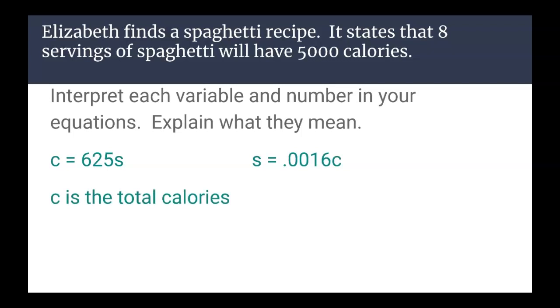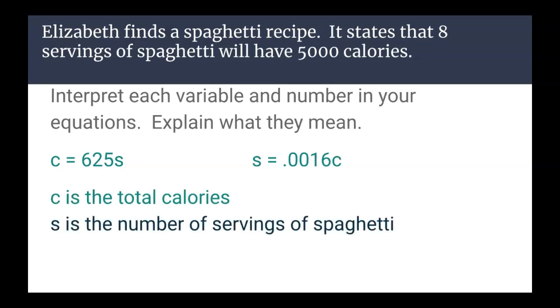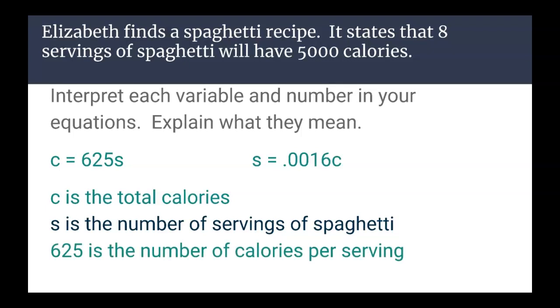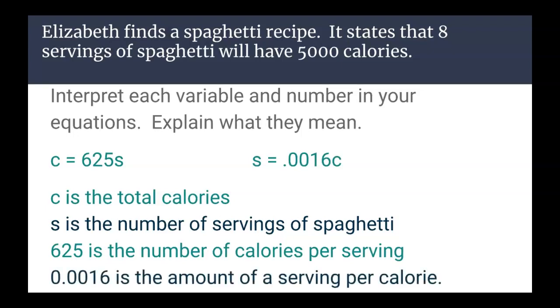So C in both situations represents the total calories. S is the number of servings of spaghetti. 625 is the number of calories per serving. So I hope you found that unit right and were able to label it calories per serving. And finally, 0.0016, that's the amount of a serving you get per calorie. So you don't get a lot there. You only get 16 thousandths of a serving if you only want to eat 1 calorie.